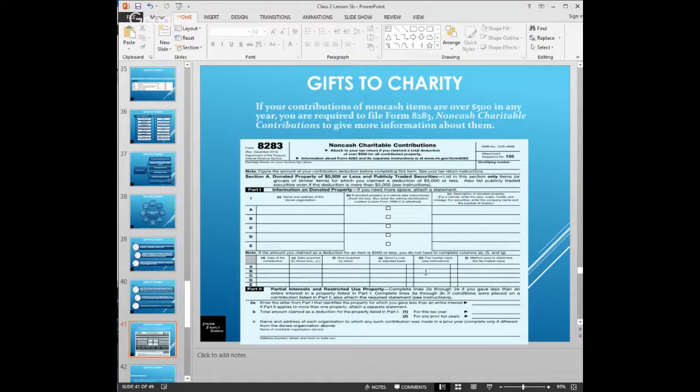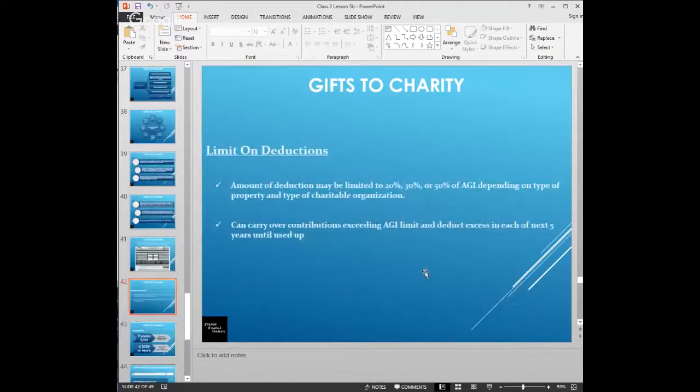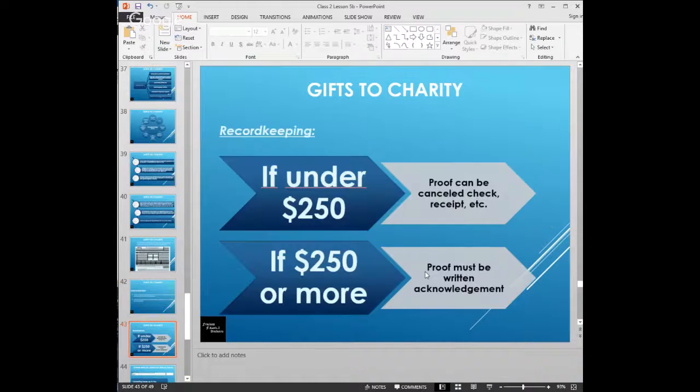Non-cash contributions to charity, this is what I was just telling you about. If your donations are over $500, you do need to provide additional information regarding the donated property. That includes the name and address of the organization. It includes how you determined the value, as well as a detailed description of the property. There can be limits on deductions. The amount of deduction can be limited to 20, 30, or 50% of the AGI, depending on the type of property and the type of charitable organization. In the event that you reach that limit, you can carry over contributions exceeding your AGI limit and deduct the excess in each of the next 5 years or until it's used up.